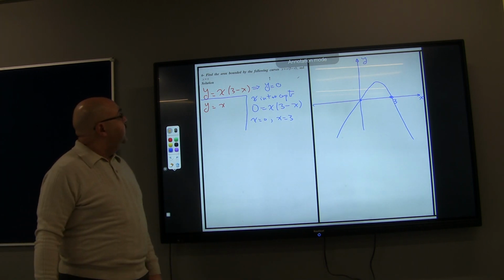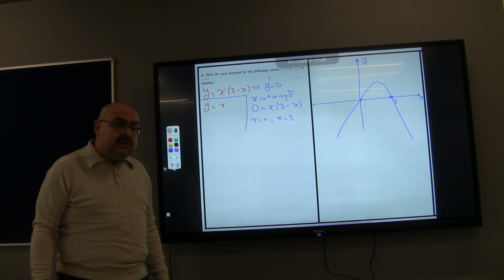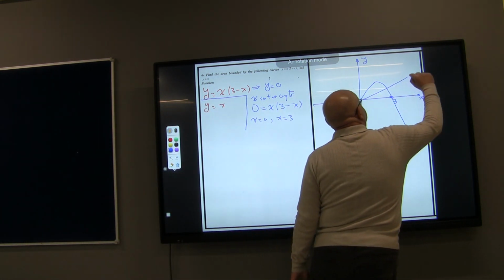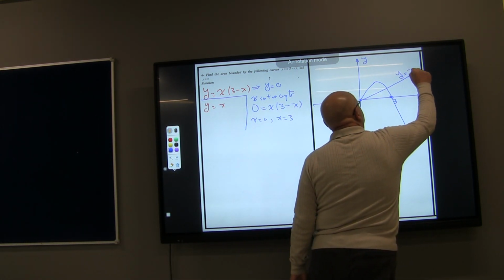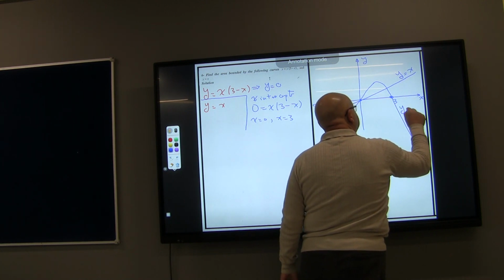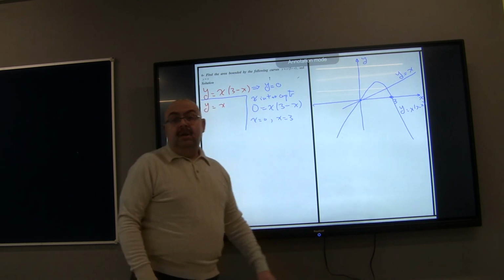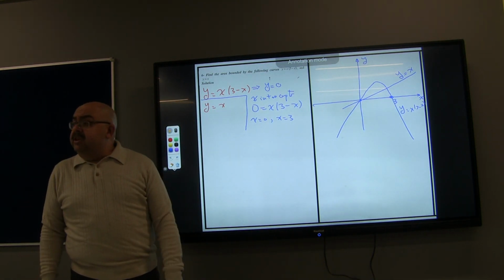بعدين انا عندي الكيرف الثاني y equal x which is gonna simply be a straight line like this. So this is y equal x. This is the y function which is x times 3 minus x. I need the area bounded by these two curves.